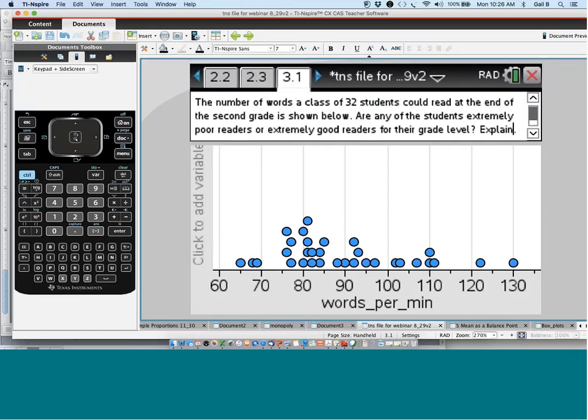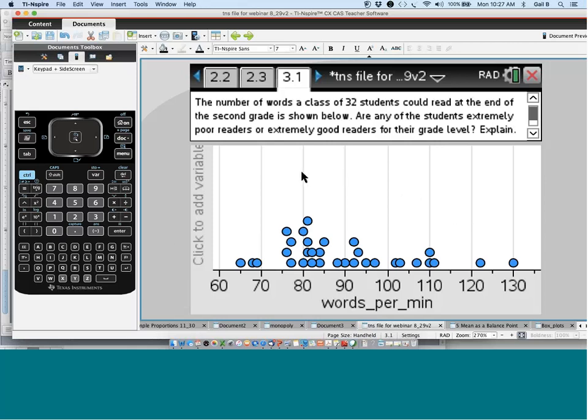But the question's focusing not only on what is typical, but on whether any of the kids are extremely good or extremely poor readers. And one of the problems with my students is they often think that just because somebody is the minimum value or because somebody is the maximum value, can read the most number of words, they're going to be extremely good or stand out. And that's not the case at all. We need to have some kind of, in statistics, some kind of a way to measure whether or not something is extremely different from all the rest of the data. And so we're really basically looking for an outlier, but we need a rule or a way to figure that out.